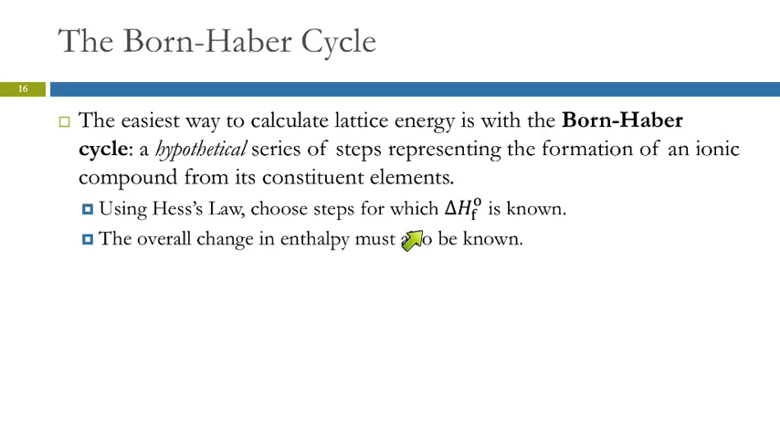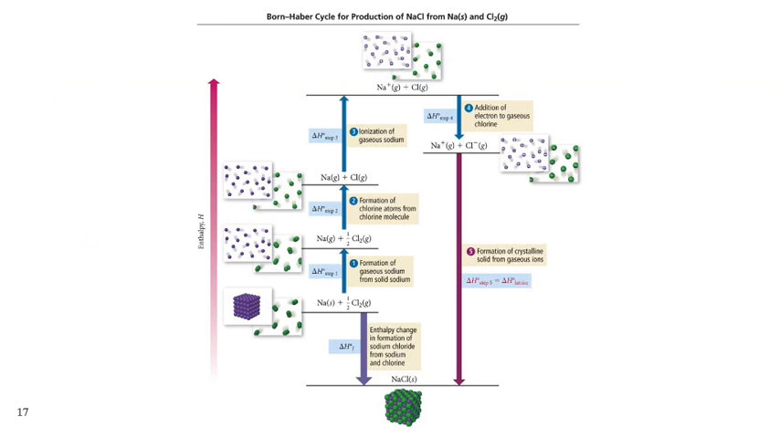So we're going to use steps where we know the standard heat of formation for the different things that we're looking at. We also need to know the overall change in enthalpy. So we need to know the heat of reaction. For sodium and chlorine, it was the minus 411. And so we're going to compare that to the series of steps. And the difference, the unexplained part, is the lattice energy.